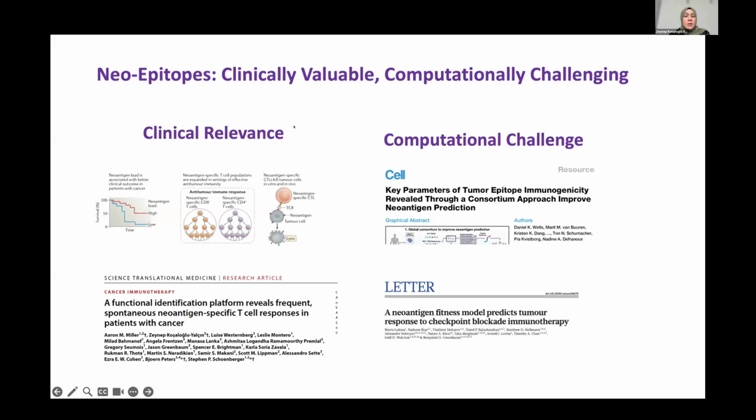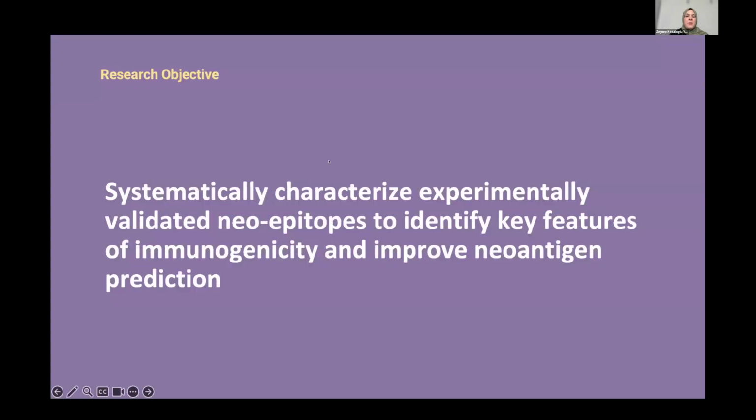And on the other hand, we have the computational challenge, because predicting which of these mutations will give rise to neoepitopes that are actually recognized by T cells and can elicit an immune response still remains a major challenge. So there are many tools available, but none of them are working perfectly right now. Only a fraction of the neoepitopes can be predicted, and we still don't know why and what's going on. So this is exactly where our meta-analysis about these neoepitopes comes in. Our rationale was to systematically analyze these experimentally validated neoepitopes that we have curated in CEDAR, with the aim to better characterize their features and to ultimately contribute to improving predictions.